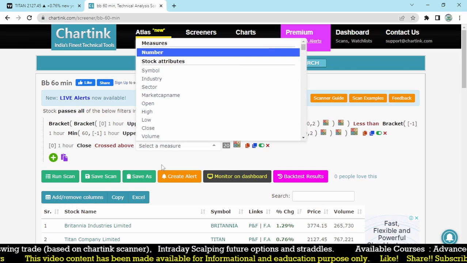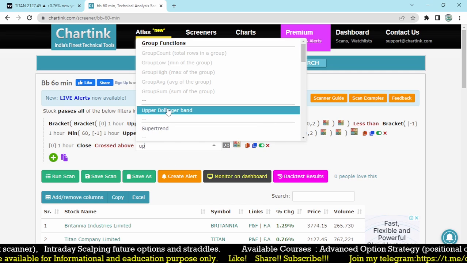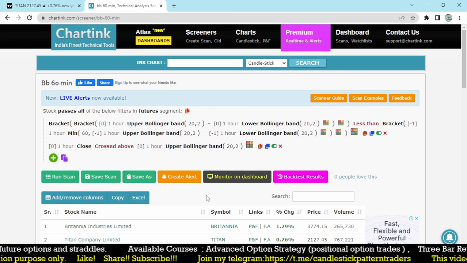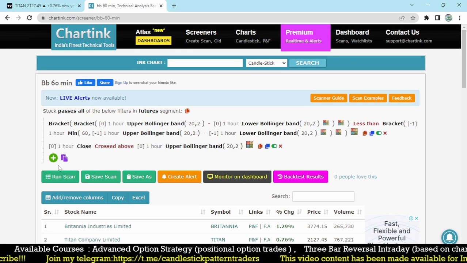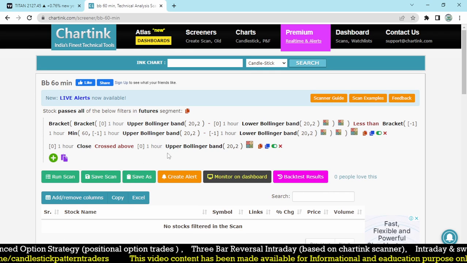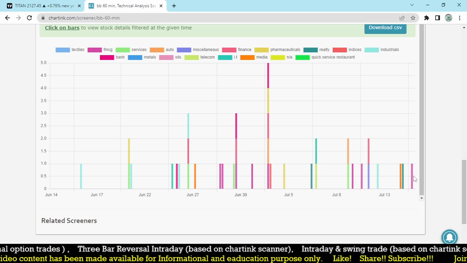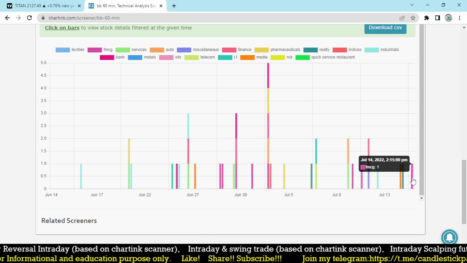Crossed above upper Bollinger Band. So, 1 hour upper Bollinger Band. Would it be a possibility? We will find out if it's a trade. Let me find out. No stocks were filtered. Very recent stock. We will check it out on the 14th.